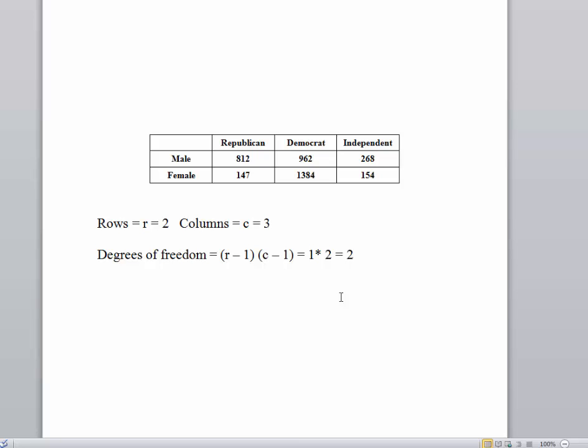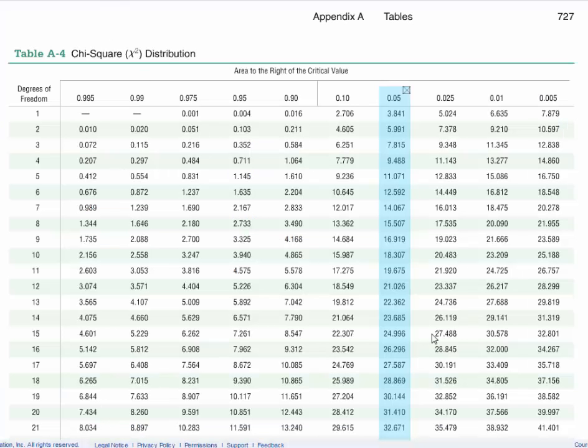So if we're trying to come up with a critical value for doing a chi-square test for this particular table, we've got 2 degrees of freedom, and in our table we'll see for 2 degrees of freedom our critical value is 5.991.